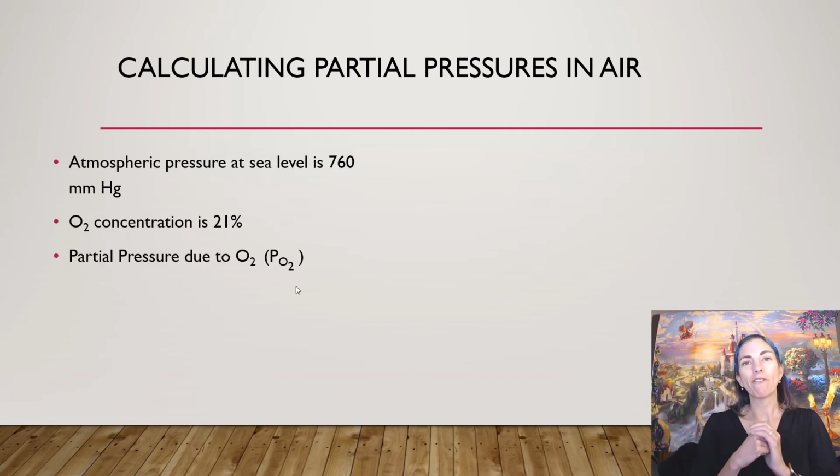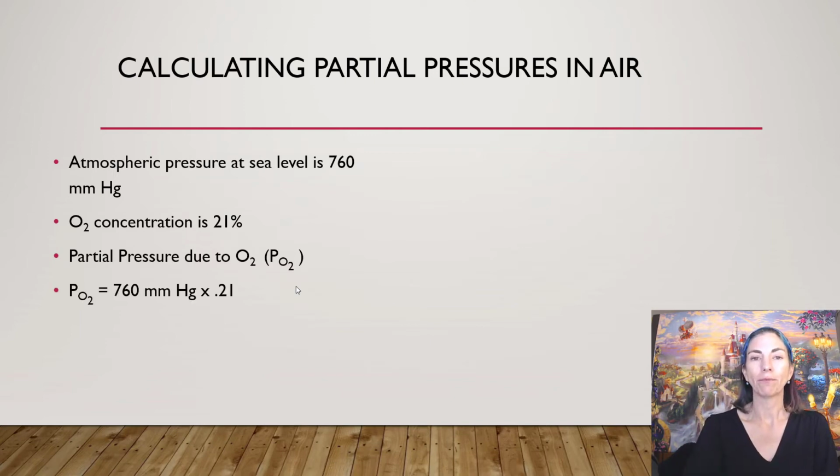So we have a way of writing that. It's a capital P and a subscript of the gas, and you can see that here. So calculating it out, it's 760 millimeters of mercury times 0.21. Go ahead and get a calculator and solve it. So hopefully you did, and you get 160 millimeters of mercury.